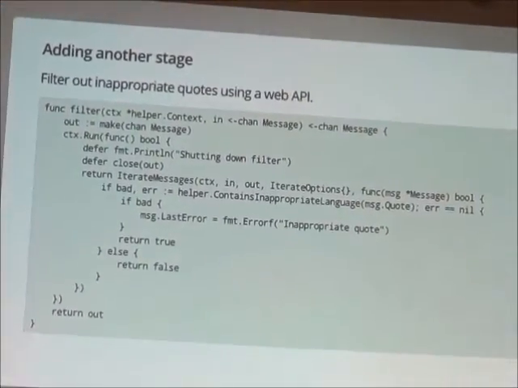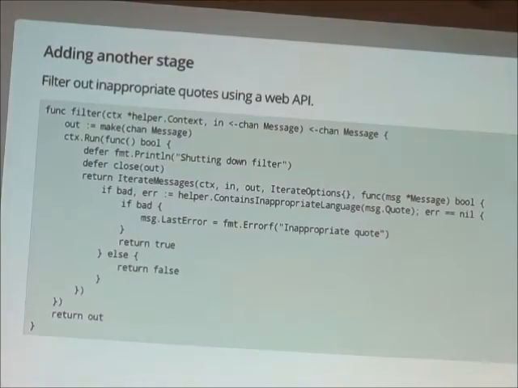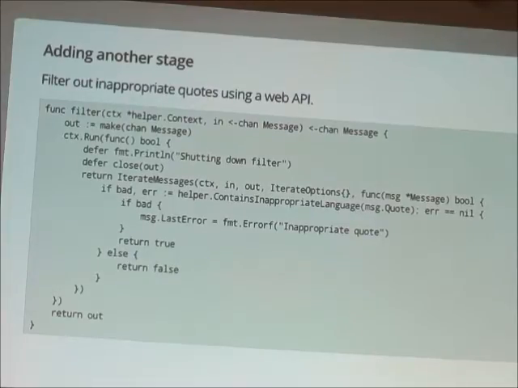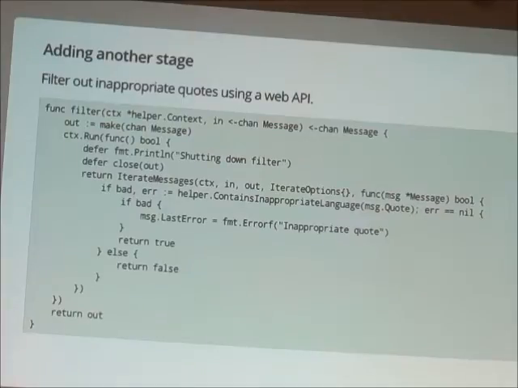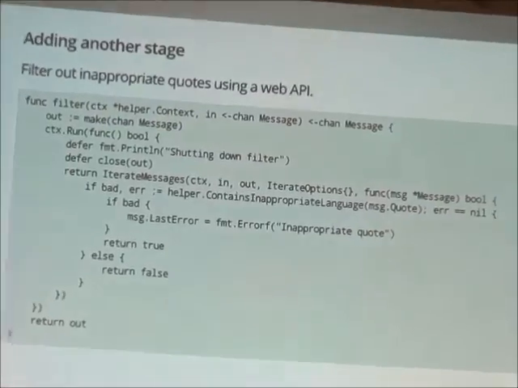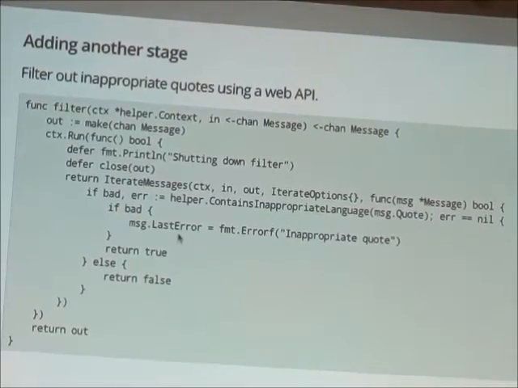So let's add another stage, because a two-stage pipeline is boring. So I added a filter stage that's calling a web API that, very poorly actually, identifies inappropriate language in the quote, and returns us a flag indicating whether the message is good or bad. So if it's bad, we're going to create an error and set that into the last error field.